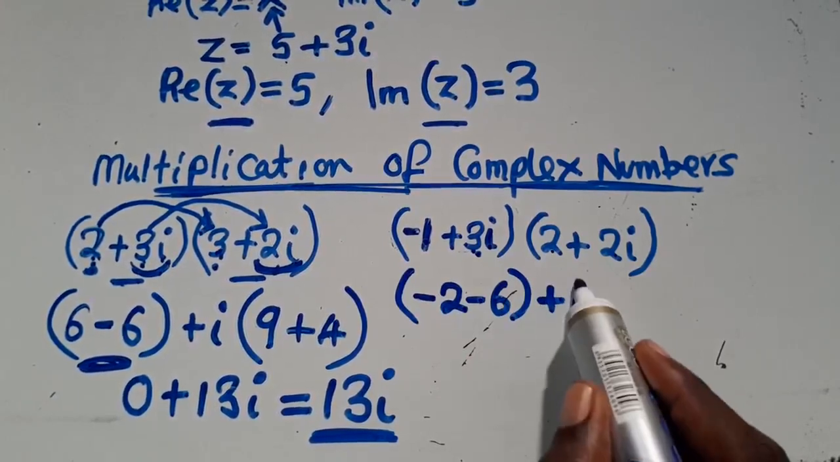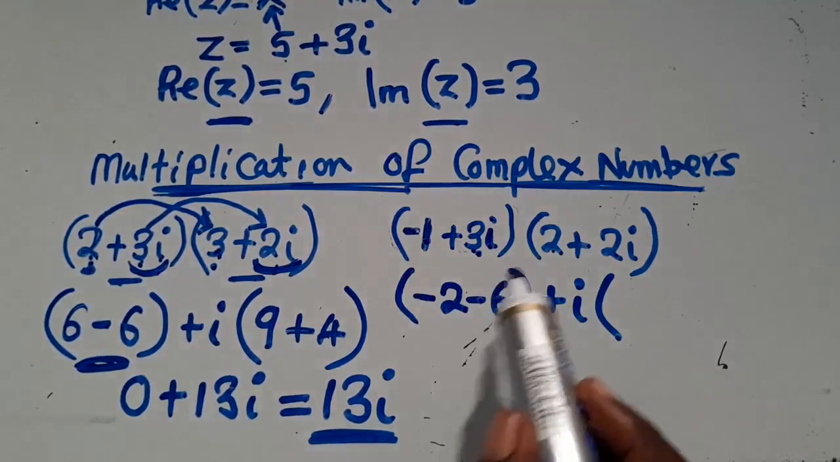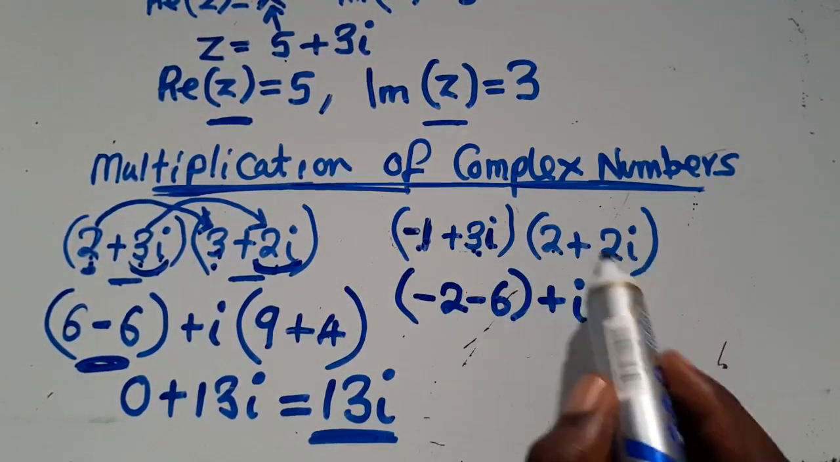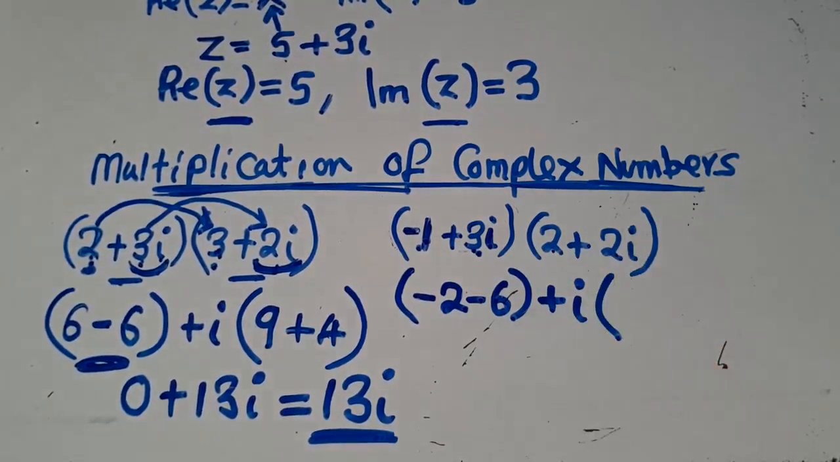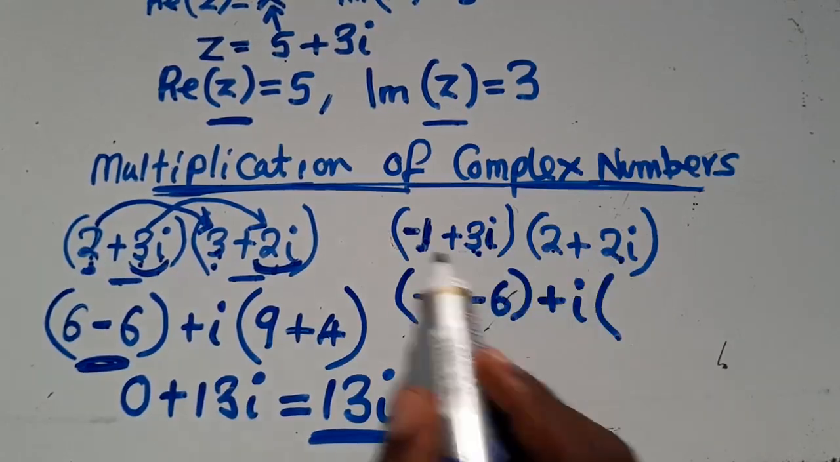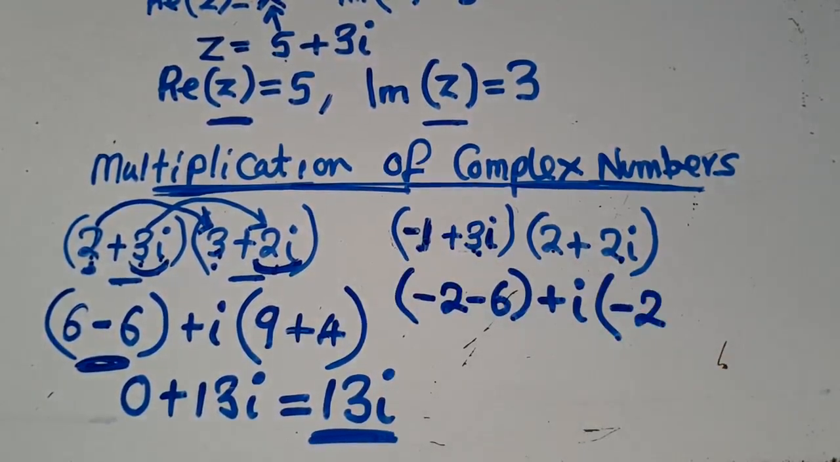Plus i like this. Then you get the imaginary part. Which one is the imaginary part? You say this one here multiplied to this one. The i will still be maintained. We won't have two i's where we get negative 1. So this one times that one, this is negative. You are going to get negative 2. So that's a negative 2 that we are going to have.